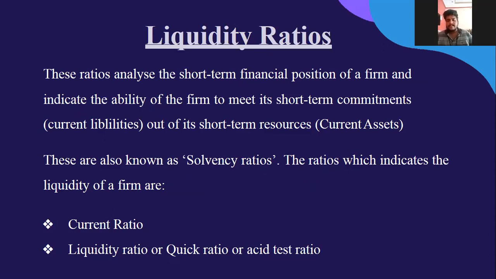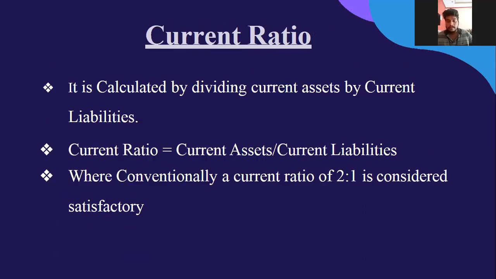These ratios analyze the short-term financial position of the firm and indicate the ability of the firm to meet its short-term commitments, current liabilities, out of its short-term resources, which are current assets. These are also known as solvency ratios. The ratios which indicate the liquidity of the firm are current ratio, liquidity ratio, quick ratio, or acid test ratio.